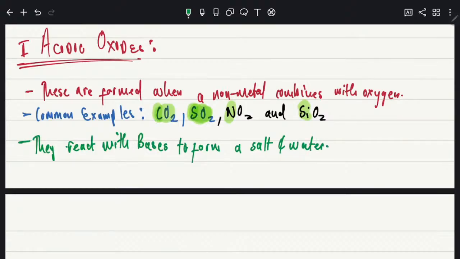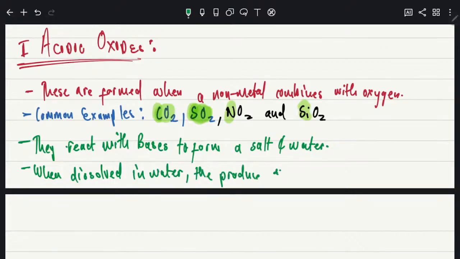Are we together? When dissolved in water, they form an acid. That's why there is acid rain. And that's why they dissolve in the water part of blood and cause it to be acidic. When dissolved in water, they produce an acidic solution. Question? Anyone with a question?